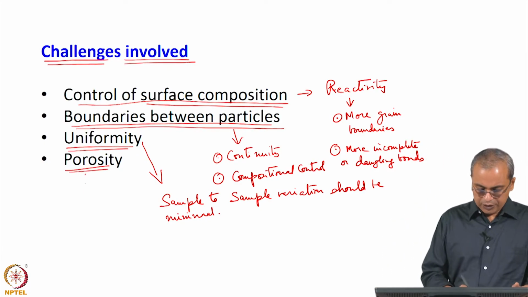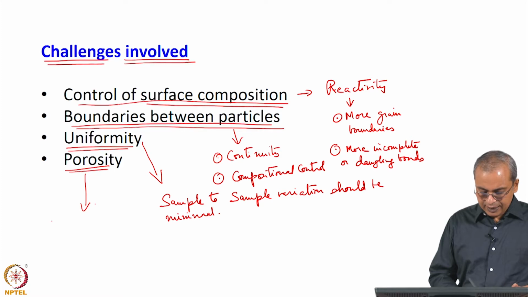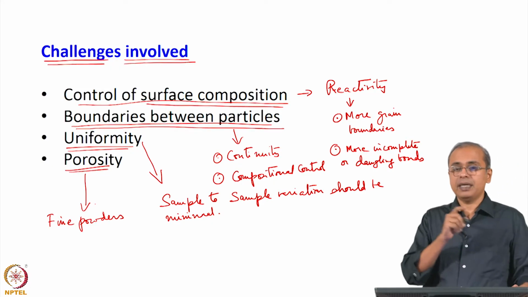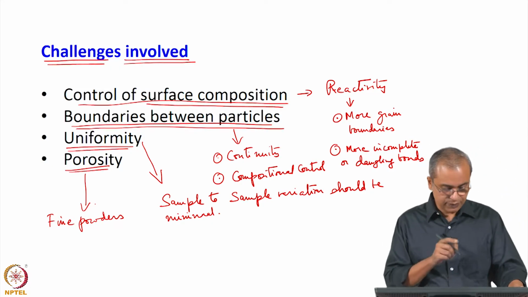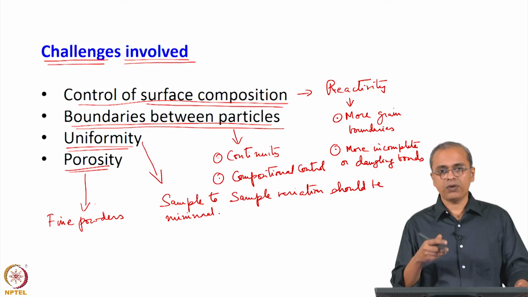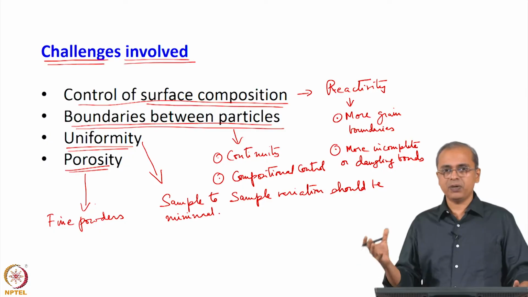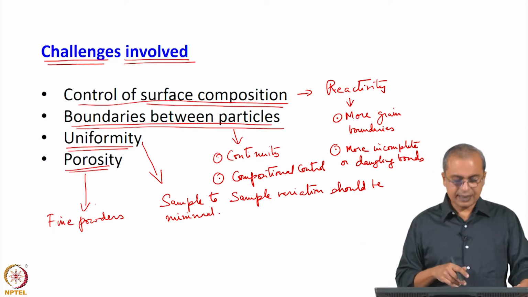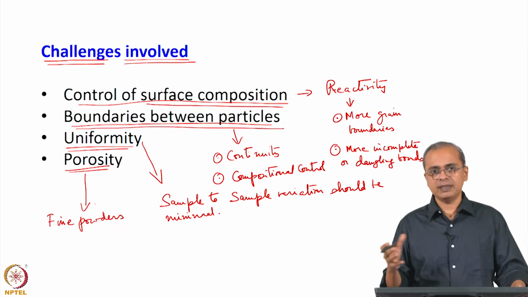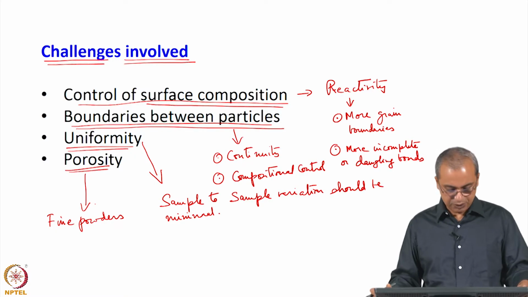Also, this issue of porosity. If you are making fine powders, and many times the nanomaterial synthesis process will be easy to do if you are working with fine powders. If your starting point is fine powders and your finishing point is fine powders, then it is relatively easier to get something on the nanocrystalline scale.